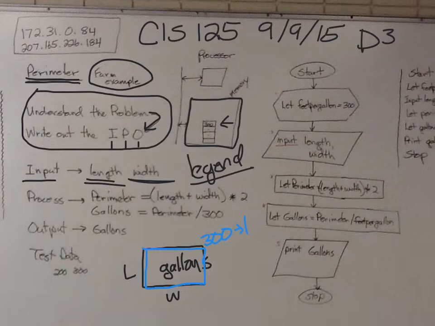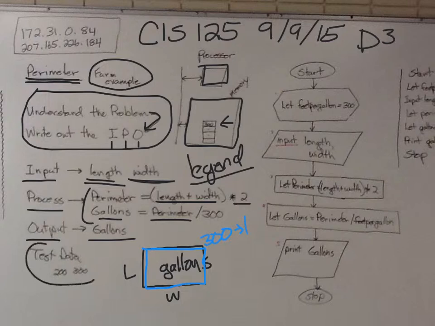And then here's the processor. The process will have to calculate the perimeter and then use the perimeter to calculate the gallons. The way we're doing it is length plus width times 2, and our output would be gallons. And we have some test data. We're going to practice with 200 and 300. So we're only going to do it once, so going through that would be a sequence problem.